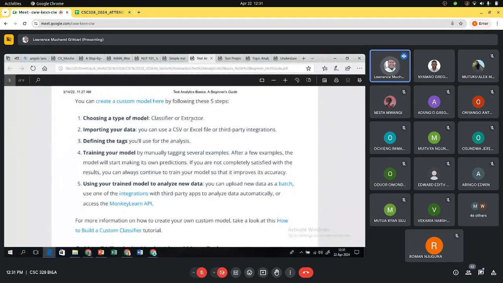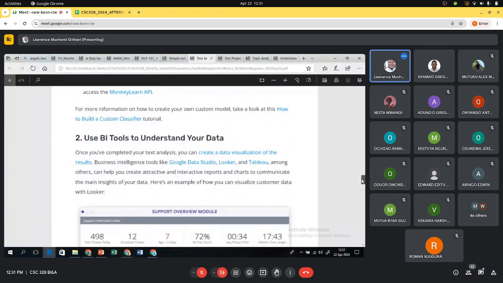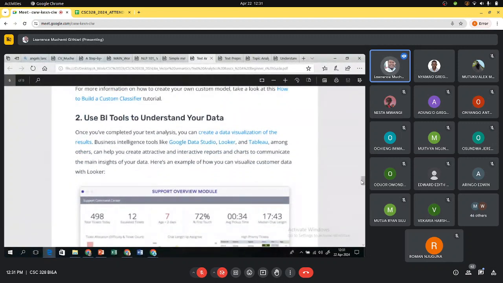And finally, using your trained model to analyze the new data. So it's a very simple thing there. Just download the model and do the necessary. You can also use some other business intelligence tools, like the one you were using in class the other time.